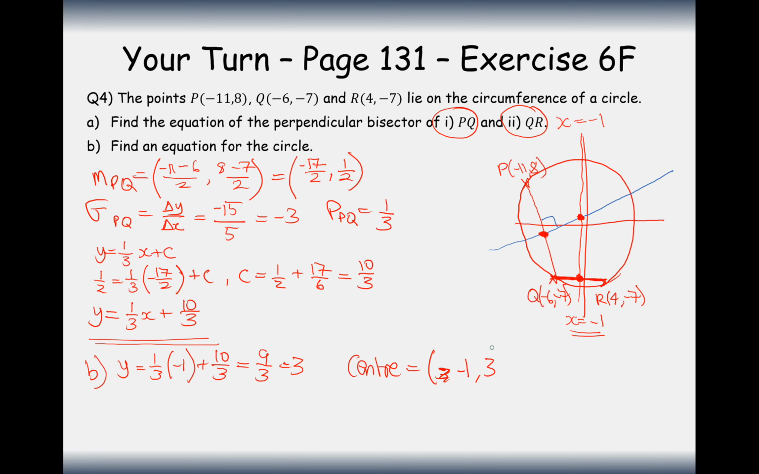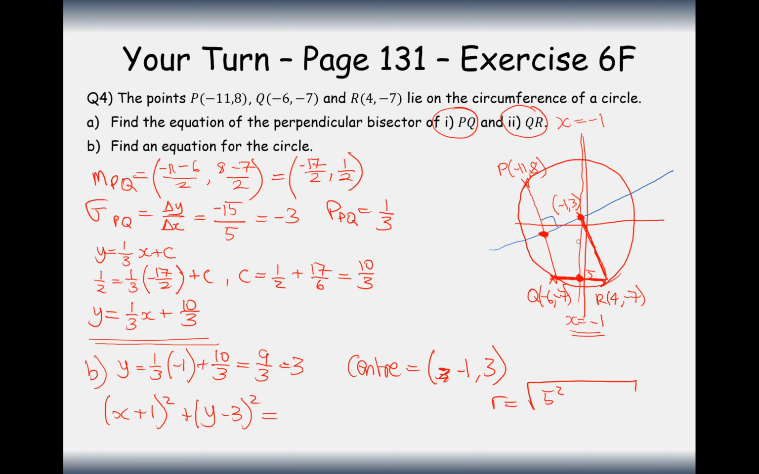-1, 3. So the equation of this circle now is going to look like x plus 1 squared, because it's the negative of this -1, add y minus 3 squared equals, and now we need the radius. So let's do the coordinate -1, 3 to, let's use this r coordinate here. So in this r coordinate, we're going to go from -1 up to 4. That's a difference of 5. So the radius is going to be the square root of 5 squared.